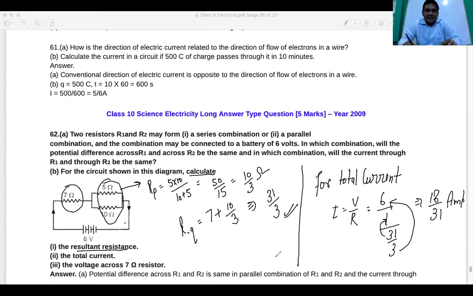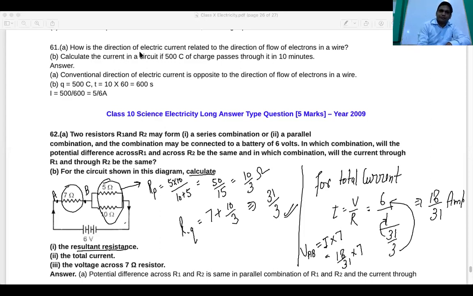And now they are asking for the voltage across the 7 ohm resistor. So they are asking for the potential difference here. Let's say this is point A and this is point B. So you can write VAB is equal to I into 7 ohm. The I you have determined is 18 by 31, so 18 by 31 into 7. This will be the potential across the 7 ohm resistor. Is it clear or not? Yes, sir, clear.